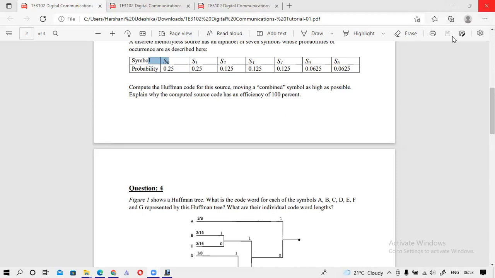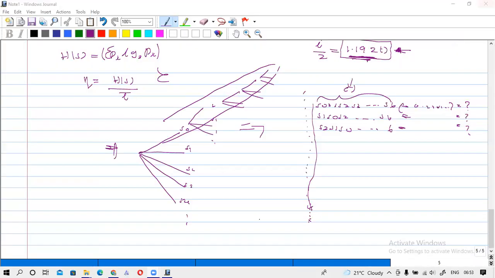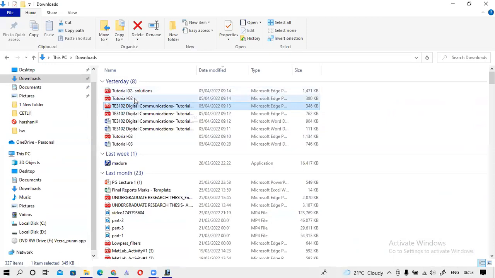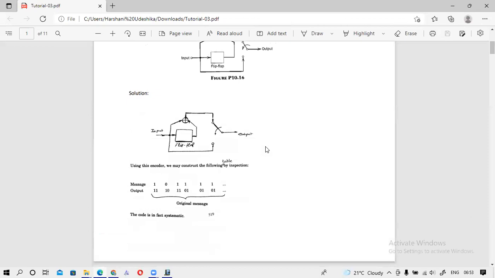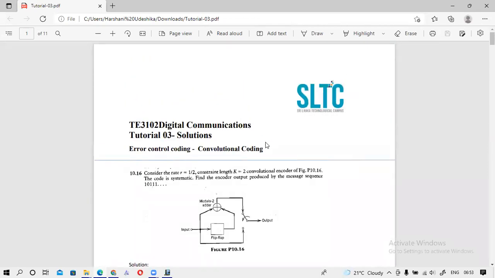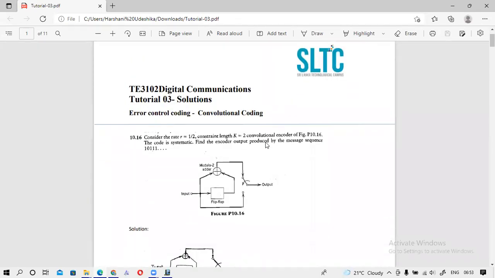So we will first start with tutorial 3. In tutorial 3 there is question 6, I have seen it. So I will start the questions in tutorial 3 and we can do question 6 also. I will definitely do question 6. So this is tutorial 3, regarding error control coding.